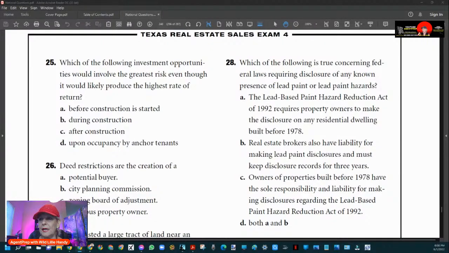And yes, the answer is D, both A and B. The Lead-Based Paint Hazard Reduction Act of 1992 requires property owners to make the disclosure on any dwelling built before 1978, and real estate brokers also have liability for making lead-based paint disclosures. If the owners don't remember or they don't know, then it's our responsibility as a realtor or broker to explain that and inform the seller that it's required.